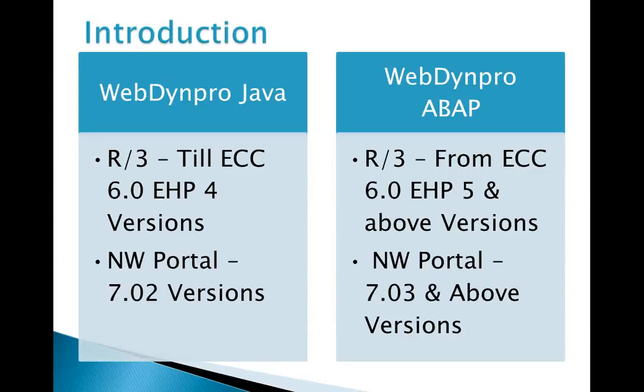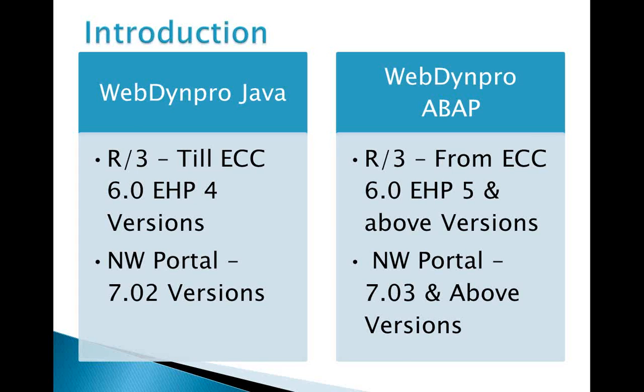In 7.3 we can also deploy the Web Dynpro Java related components. That is, in the 7.3 version of the portal you can also deploy Web Dynpro Java related ESS components. But Web Dynpro ABAP related ESS components we can't deploy in the 7.2 version of the portals. The vice versa is not possible; it works only one way.